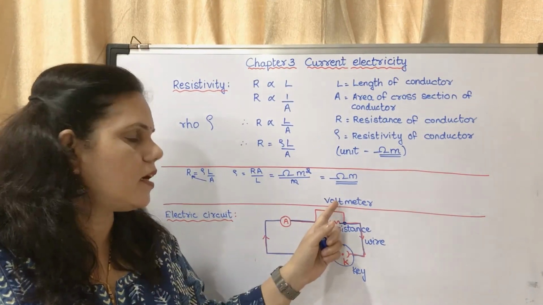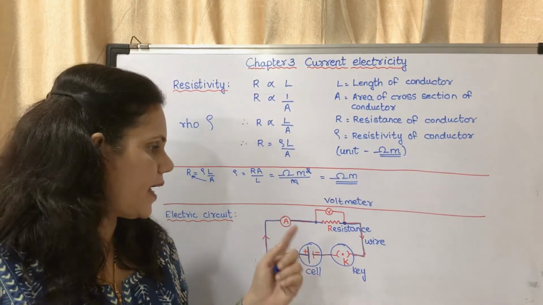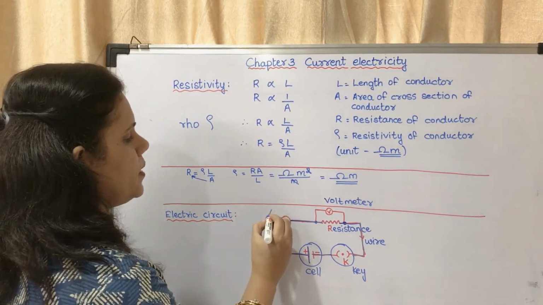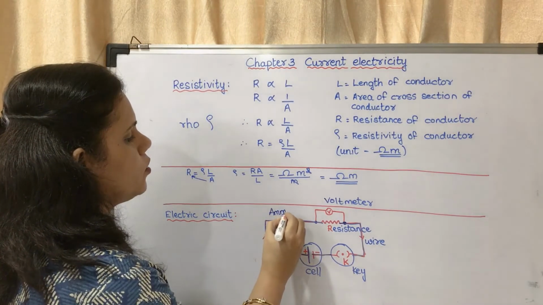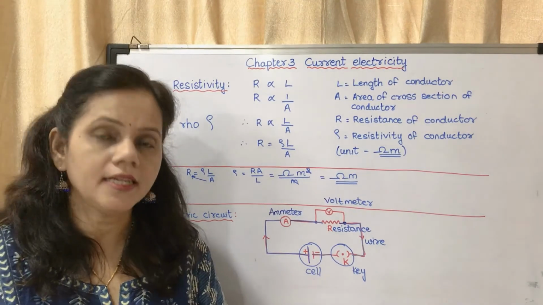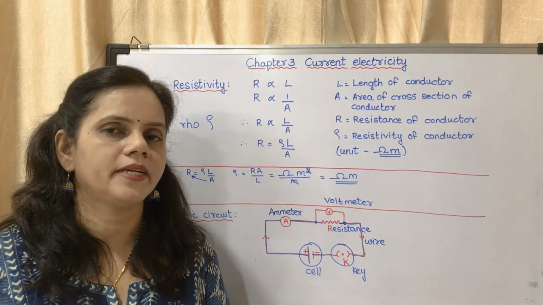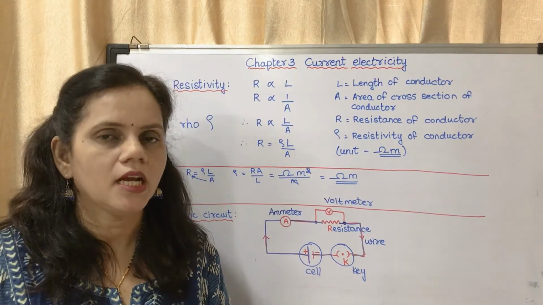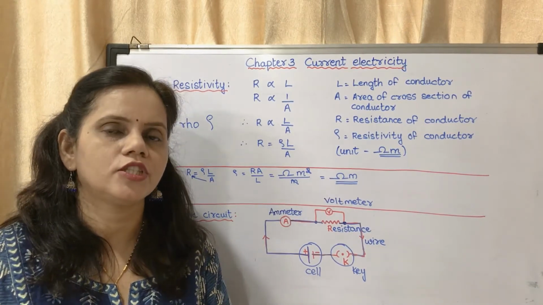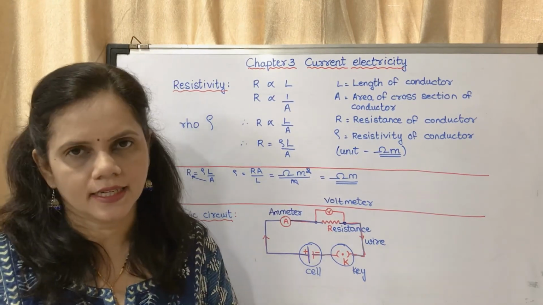That is said to be a parallel connection. So the voltmeter is connected in parallel, and this is said to be an ammeter. Okay, it is an ammeter. The ammeter is connected in series, and the voltmeter is connected in parallel. So these are the symbols which are used to draw an electric circuit.